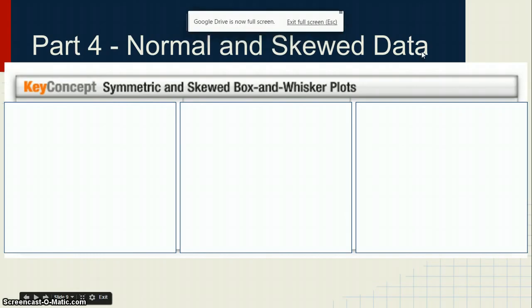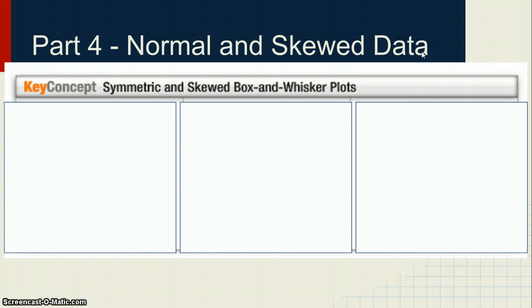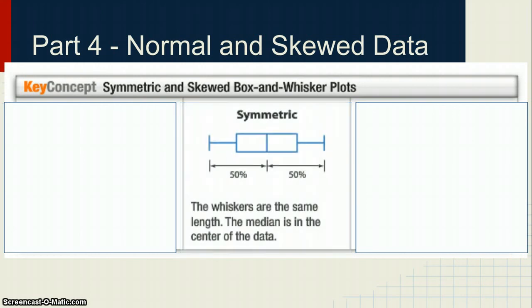Okay, so part 4, normal and skewed data. We can also look at normal and skewed data from a box and whisker plot. So if we have symmetric data, this basically means that the whiskers in both halves of the box are roughly the same length. And the way the book puts it is the whiskers are the same length and the median is in the center of the data or the center of the box.